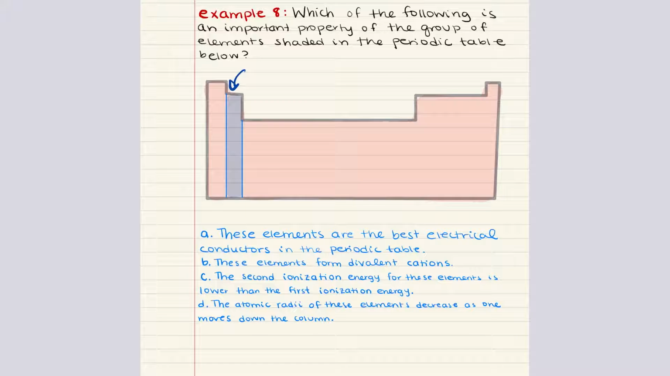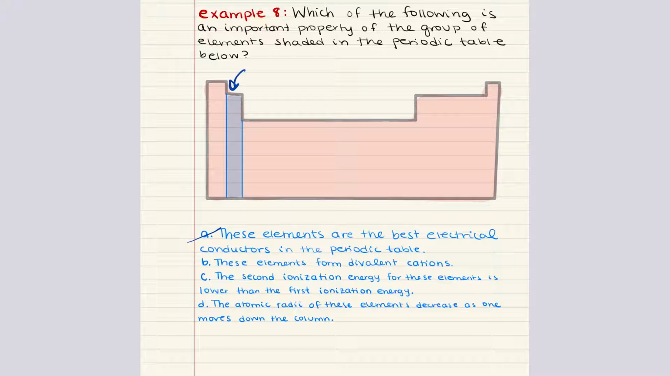Answer choice A says these elements are the best electrical conductors in the periodic table. While alkaline earth metals do in fact conduct electricity, they are not the best conductors. The best electrical conductors are actually found in group 11. They include copper, silver, and gold. So that's an important thing to keep in mind. They're not even as effective as the alkali metals. So with that being said, we can go ahead and eliminate answer choice A.